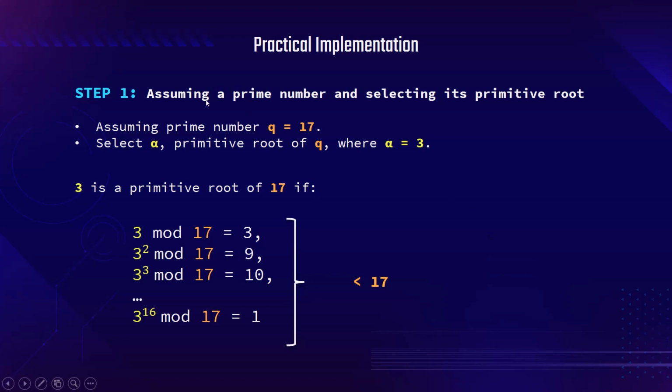As a first step, we will assume a prime number. Let us assume q as 17, and we will select a primitive root of q. So let us assume alpha as 3, that is a primitive root of 17. Let us check whether 3 is a primitive root of 17 or not. If we do 3 mod 17, we get 3; 3 squared mod 17 is 9; 3 cubed mod 17 is 10; and similarly so on. 3 raised to power 16 mod 17 gives 1. All of these values that we obtain after mod lie in the range 1 to 17, so they are smaller than 17. Hence, we can say that 3 is a primitive root of 17.